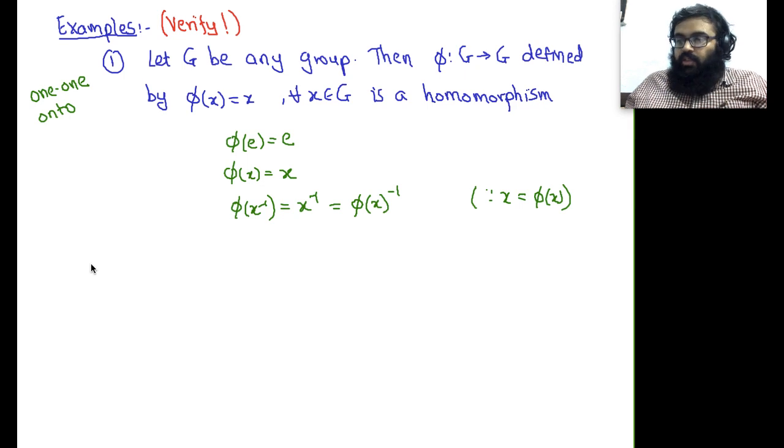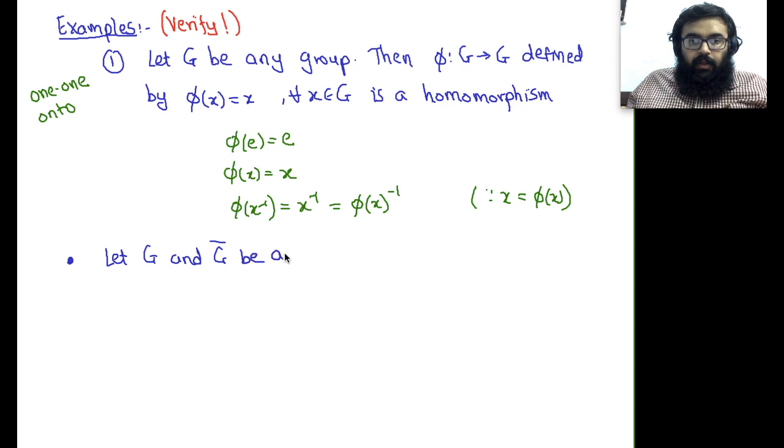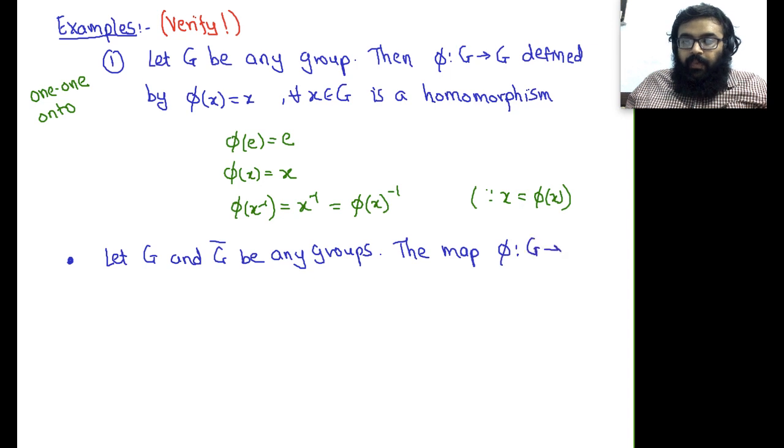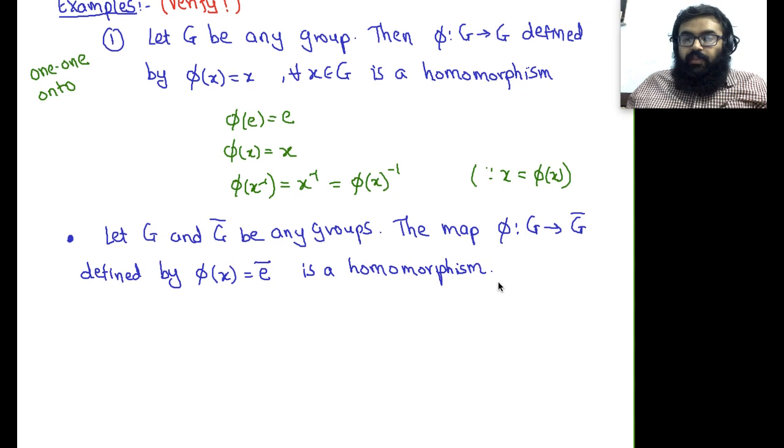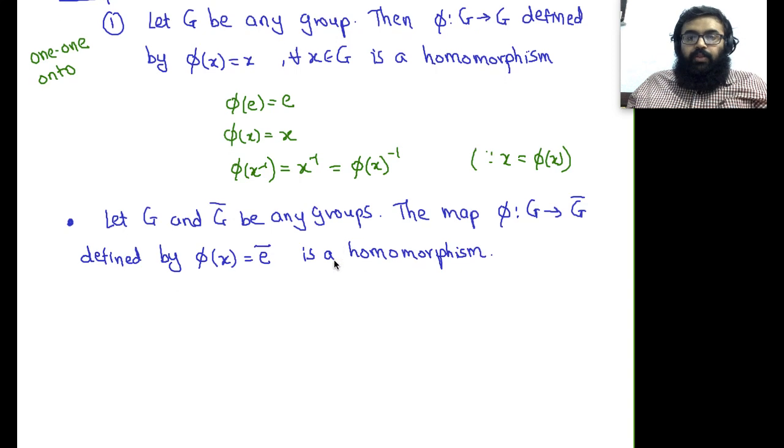Similarly, if G and G bar are any two groups, then the map phi from G to G bar defined by phi of x equals e bar is also a homomorphism, where e bar is the identity of G bar. So this is a homomorphism.